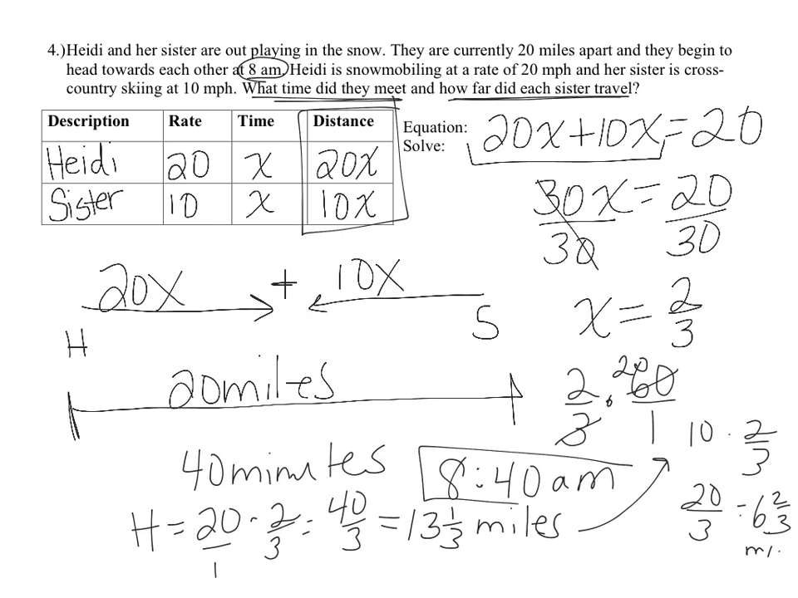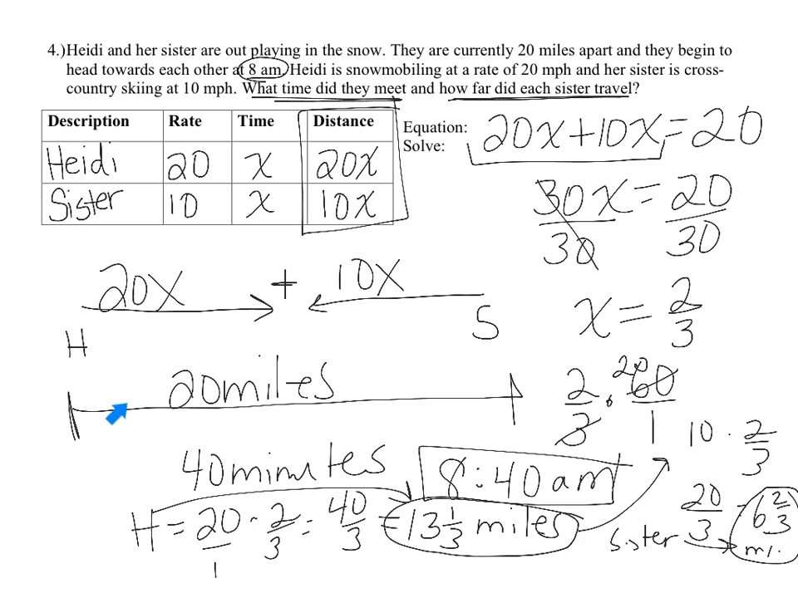So the answer to the question is 3 things. They met at 8:40 a.m. Heidi traveled 13 1/3 miles, and her sister traveled 6 2/3 miles. One way to check to see that your distances are correct is that you know that they were 20 miles apart, so their combined distances should equal 20. Well, isn't 13 1/3 plus 6 2/3? That does give me 20.